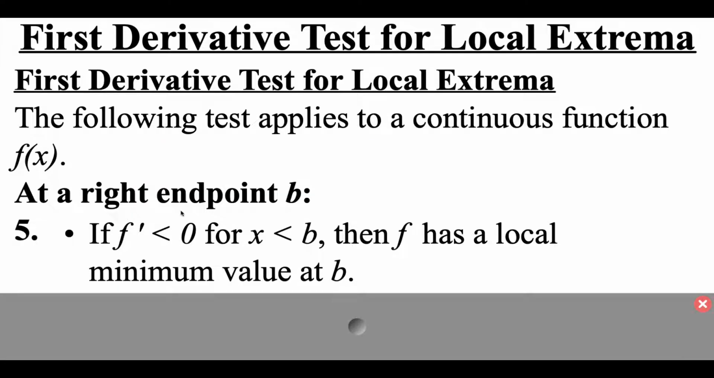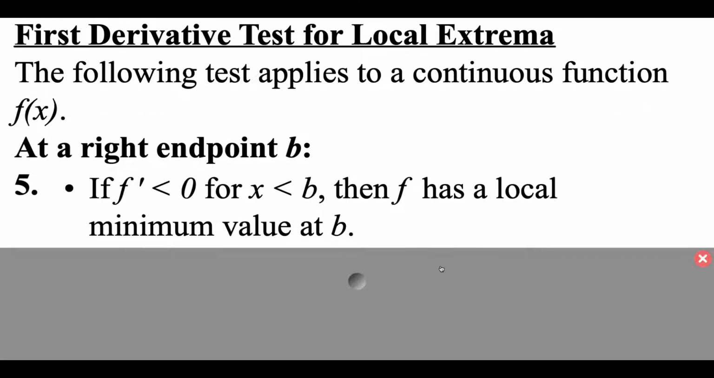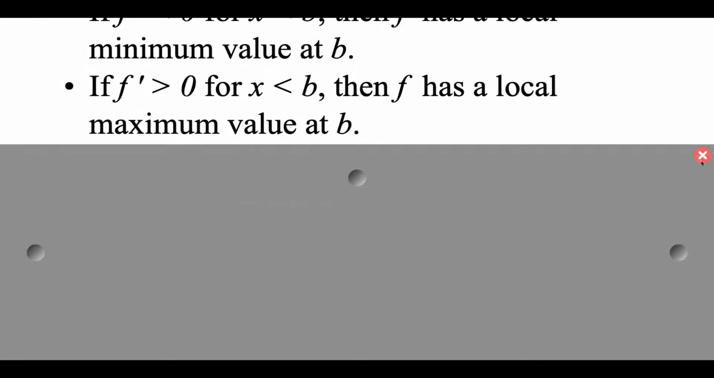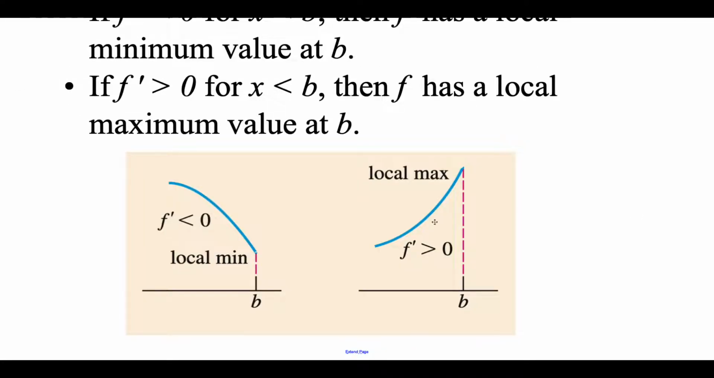Similarly, if we're looking at a right endpoint B, then if your function's derivative is negative just to the left of B, then your function f is going to have a local minimum at B. But if your derivative is positive just to the left of B, then your function is going to have a local maximum at B. And again, looking visually, we've got a right endpoint for our graph. In this left picture, we've got a local minimum because to the left of our B value endpoint, the derivative is negative. But here on the right-hand side, at our B value, we've got a local maximum because the derivative is positive just to the left of this B value.